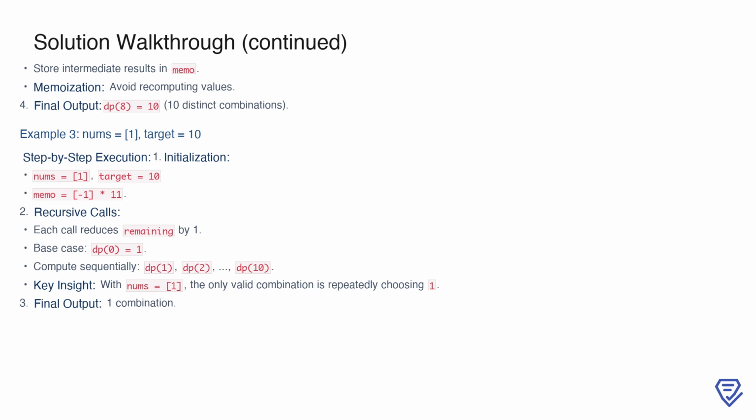For dp[10], we calculate sequentially from dp[1] to dp[10], with each step building on the result of the previous one. The base case, dp[0] equals 1, ensures correctness, and the final result for dp[10] is simply one combination. This demonstrates the simplicity of the problem when nums contains just one number.